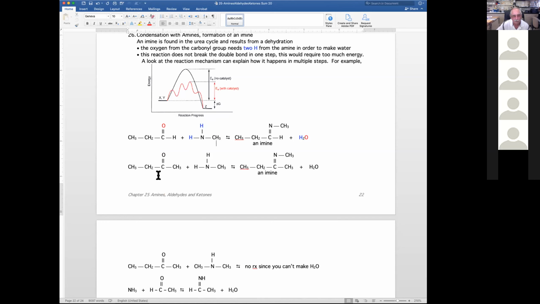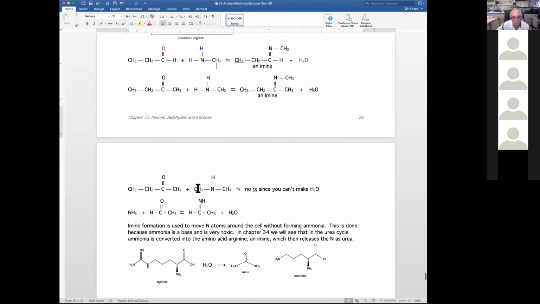So let's see. Here would be another one, right? Here's where I would get my water from. So the nitrogen just forms a double bond with the carbon. What about this one? Here's my oxygen. Where's my 2 hydrogens? Oh, guess what? I can't make water because I don't have 2 hydrogens from the amine. There's no reaction.